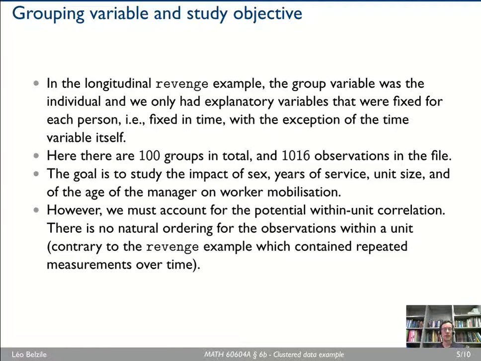Here the goal of the study was really to look at the impact of, say, sex, years of service, unit size, and all of the explanatory variables. But we still want to include within-unit correlation.